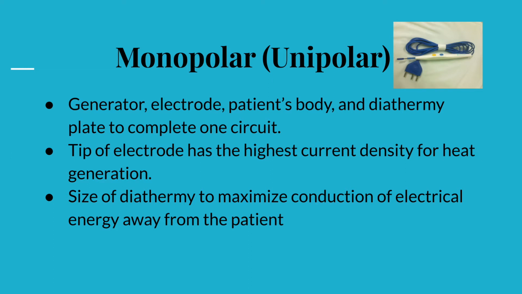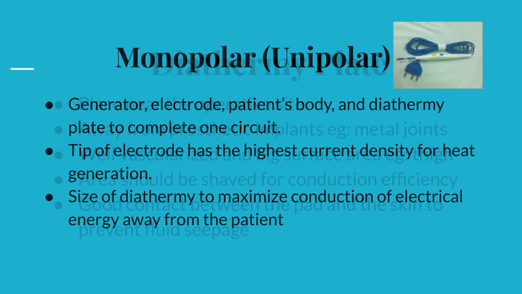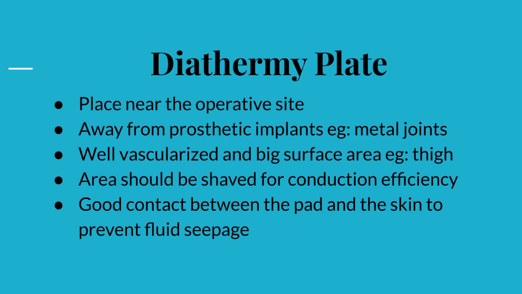The tip of the electrode, as shown in the right hand corner of the diagram, has the highest current density for heat generation. Besides, the bigger the size of the diathermy plate, the bigger the potential to maximize the conduction of electrical energy away from the patient. A good placement of a diathermy plate is the key to prevent adverse events when using the monopolar diathermy device.